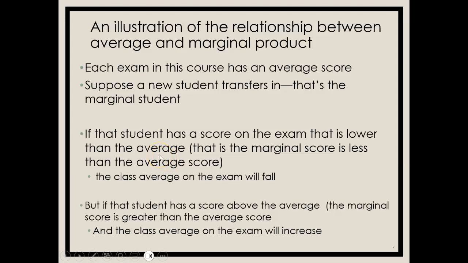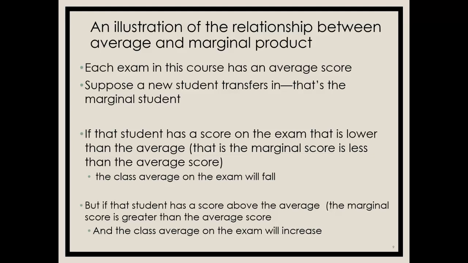Now, here's an example which I think can make that relationship between marginal product and average product a little bit more intuitive. Think about the average score on an exam. Some courses actually curve exams, so you would worry about that a lot in one of those courses. I don't do that, but in other classes, instructors do, so you have to keep track of what the average score is on an exam.